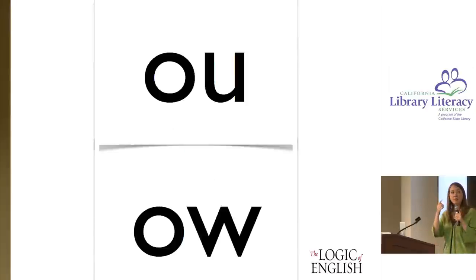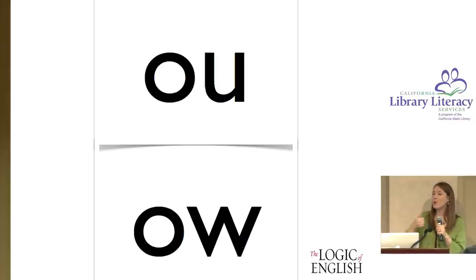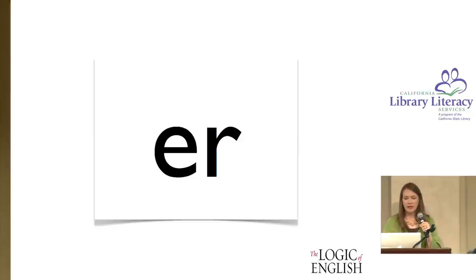Now, what's the same between ow-o, oo-a, and ow-o? They both say ow-o. If I want to spell ow at the end of the word, which one will I use? O-w. Why will I not use o-u? English words do not end in I, U, V, or J. All right, this is the phonogram er.